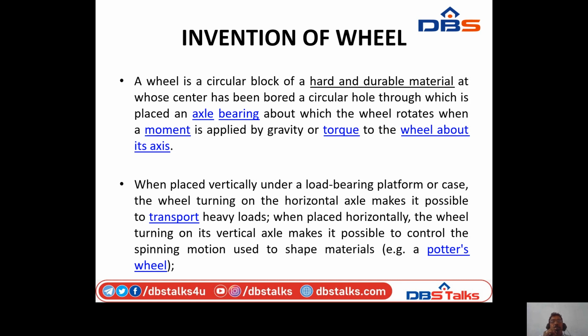When placed vertically under a load-bearing platform or case, the wheel turning on the horizontal axle makes it possible to transport heavy loads. When placed horizontally, the wheel turning on its vertical axle makes it possible to control the spinning motion used to shape material. Example, potter's wheel.